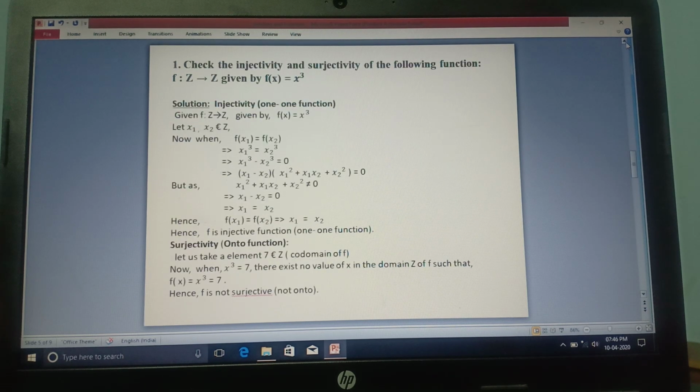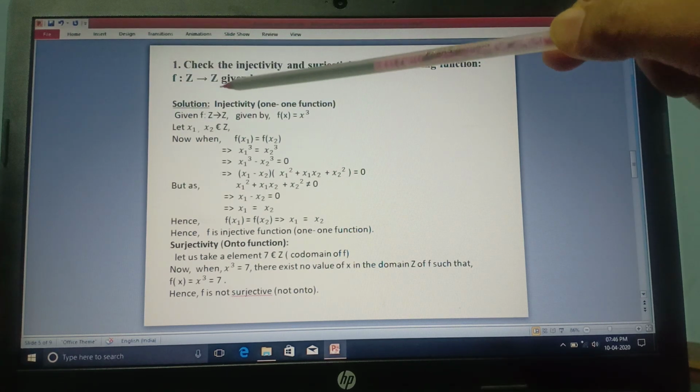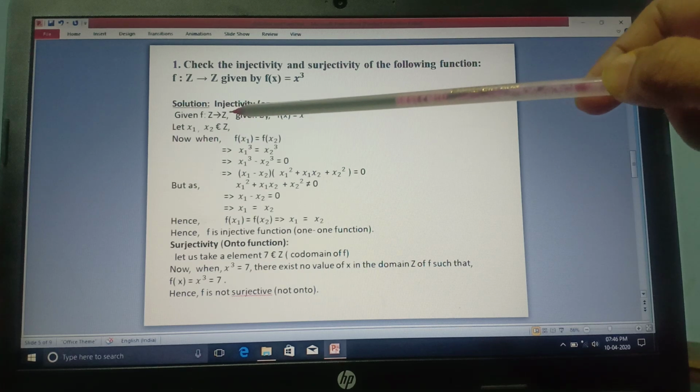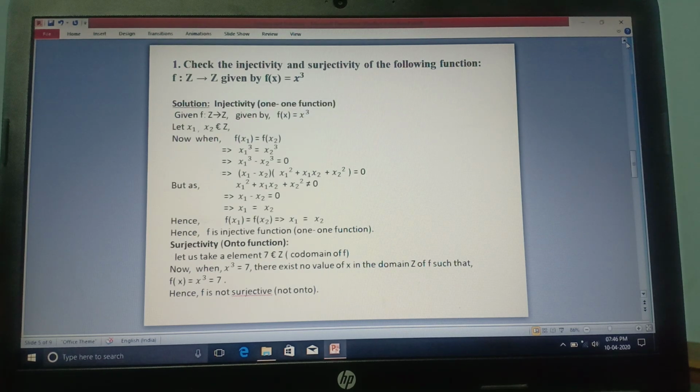Next, let us go through one question based on this concept. You can see on the screen, the question is: check the injectivity and surjectivity of the following function. The function is f from Z to Z, that is integer to integer, given by f(x) = x cube. First, we prove whether the function is one-one or injective.